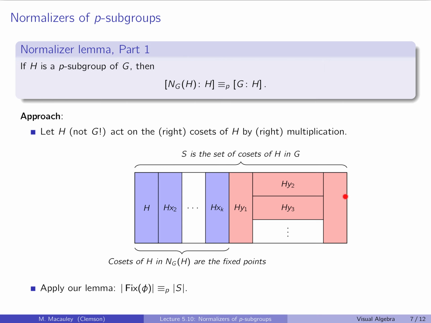So we have a whole bunch of cosets. So our set S will consist of the cosets of H in G. So this is going to be the size of S. And then we're going to have some group action, and we're actually going to let H act on these cosets by multiplication, not G, H. And then I claim that the cosets in the normalizer are precisely the fixed points. And that's something that we'll have to show. And once we have that, then the left-hand side is going to be the number of fixed points. And then by the p-group lemma, we know right away that this result has to hold.